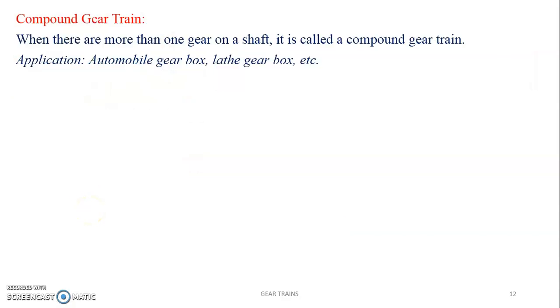Next we'll see what a compound gear train is. In a simple gear train, a single shaft will have only one gear. When there is more than one gear on a shaft, it is called a compound gear train. Applications are in automobile gearboxes, lathe boxes. In many applications you see this.